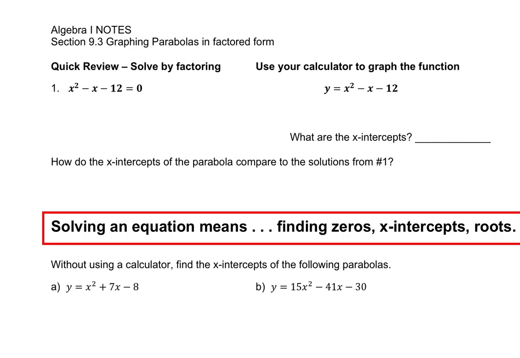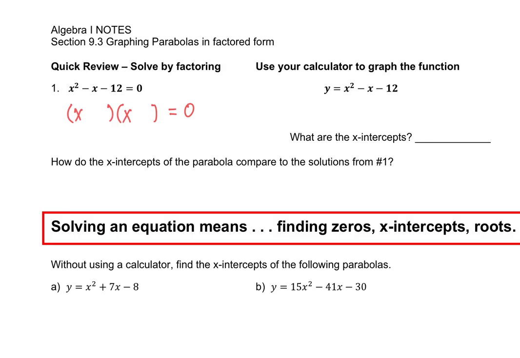Okay, so 9.3, graphing parabolas in factored form. It says quick review. So this is just review, nothing new. Solve by factoring. So if you remember, we will get our two factors, put them in parentheses, set them equal to 0. So we'd have to separate those x's.